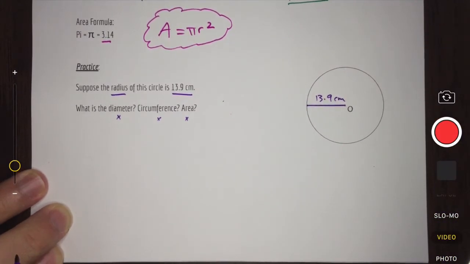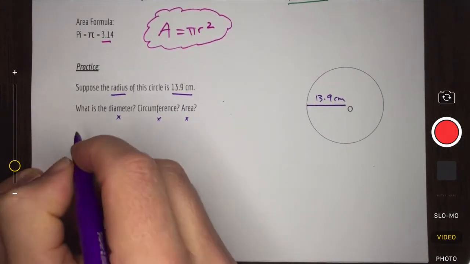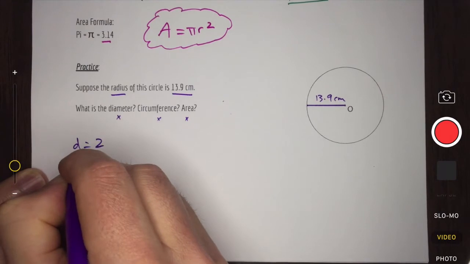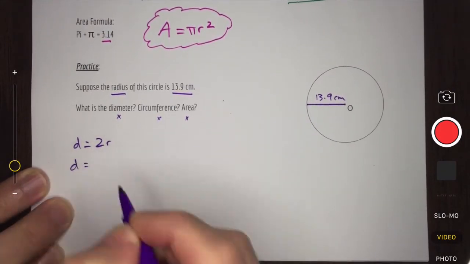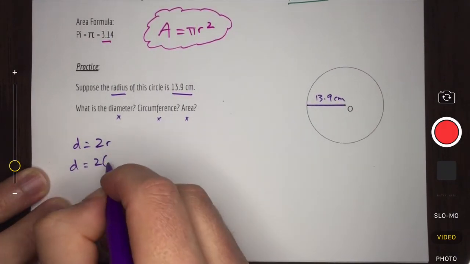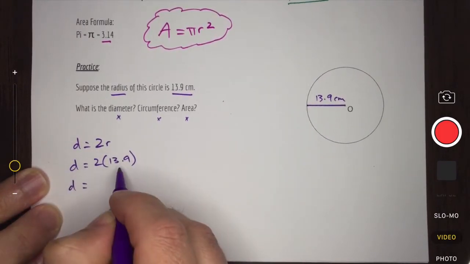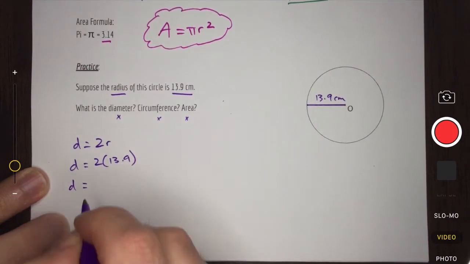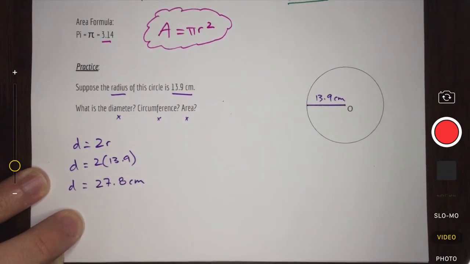So the first thing I want to do is figure out the diameter. We'll remember from one of our previous lessons that in order to find the diameter, I need 2 times the radius. So I can do some replacing of that variable with the measurement that I have for radius, which is going to be 13.9. And when I multiply 13.9, that's my radius, by 2, I'm going to end up with a diameter of 27.8 centimeters.